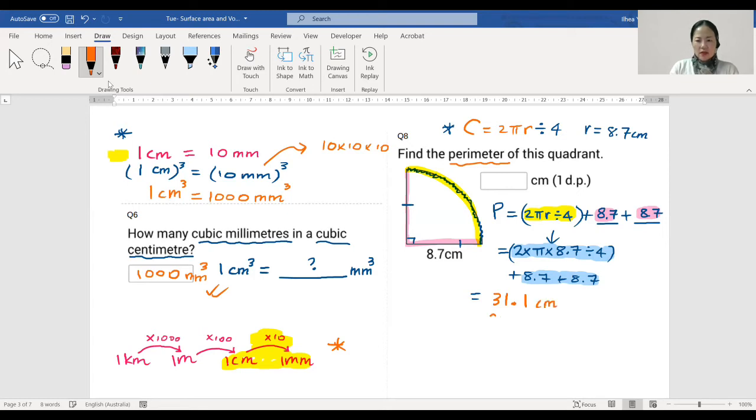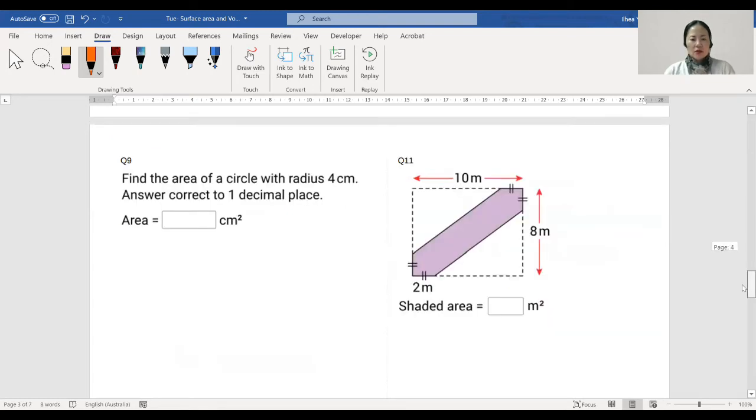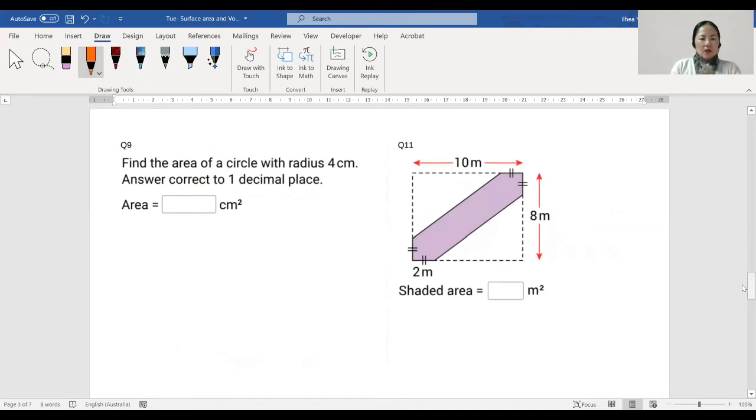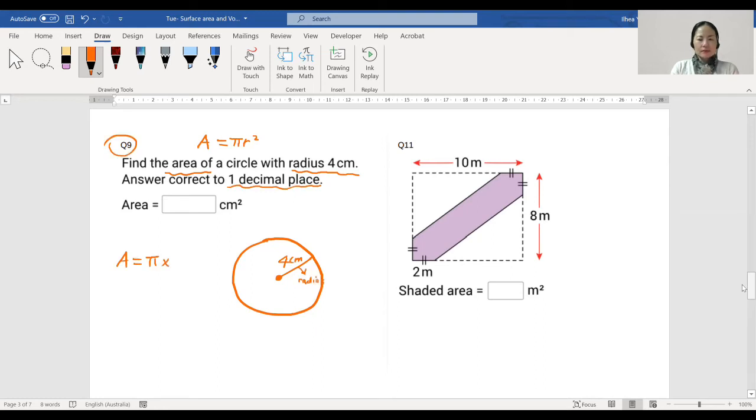What great teamwork you guys did just now. Question 9. Find the area. Okay, we're back to area now, of a circle. So what's the formula for area? Area of a circle is pi r squared, and it says the radius is 4, so my 4 is going to be here. Area equals pi times 4 centimeters squared. Excellent, 50.3 square centimeters.